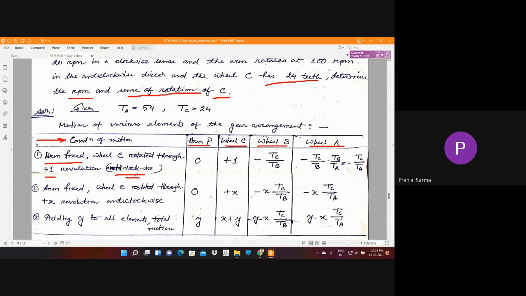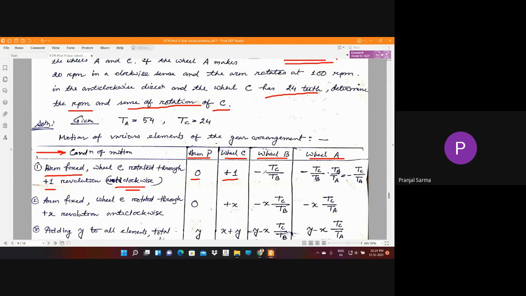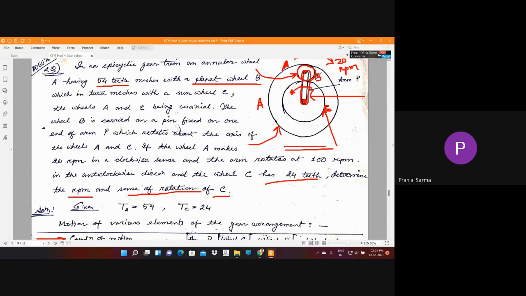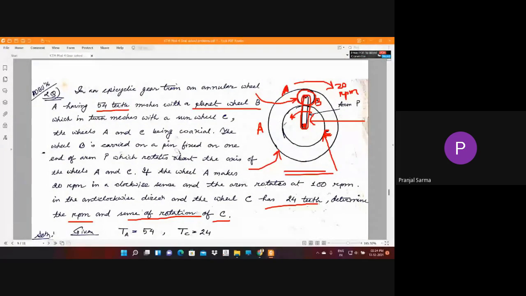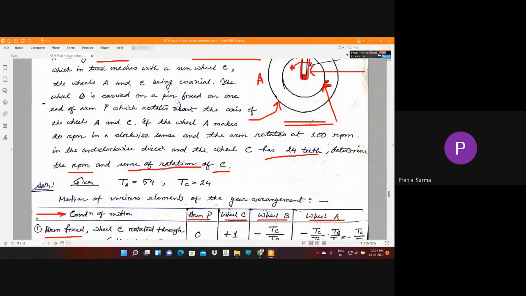Now, if the arm is fixed, what will be the motion of the arm? Definitely that is zero, no motion. And we give wheel C +1 revolution, so its motion is +1. Now, how is the motion going to be transferred? You are giving motion to wheel C, right?